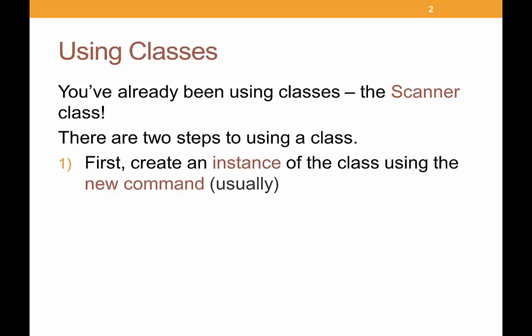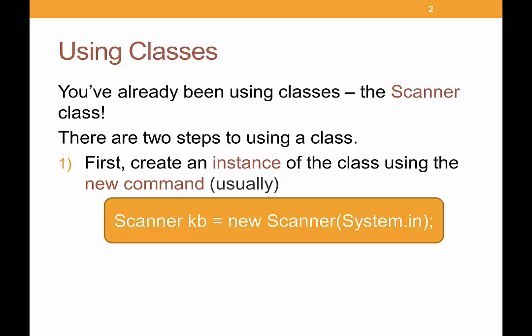We first create an instance of the class, usually using the new command. So it looks something like this. We say Scanner kb equals new Scanner, and then we give it some information it needs to tell it where we're reading from. System.in means we're reading from the keyboard.